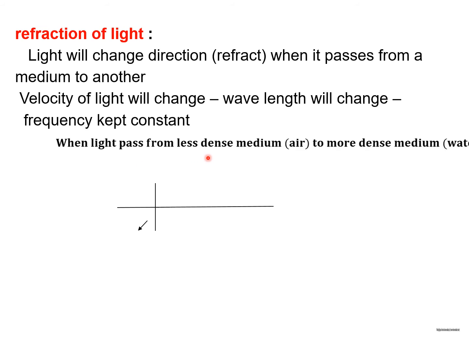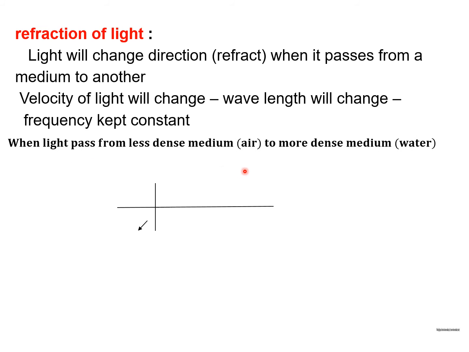When light pass from less dense medium like air to more dense medium water, يبقى هنا في boundary surface between two media, air and water. Light here will pass from less dense medium air to more dense medium water. What will happen to this ray of light? It will be refracted, يعني changing direction like that.